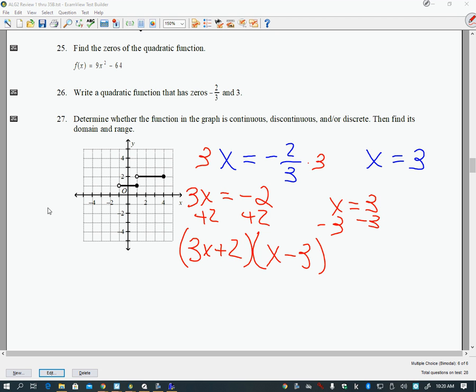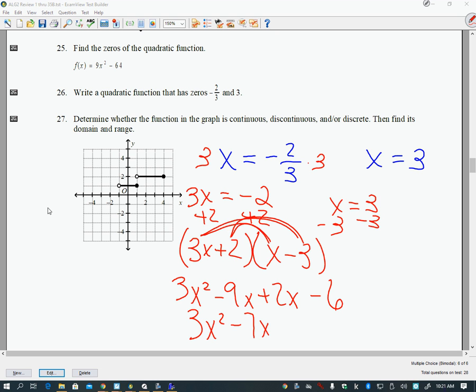Now it says write the quadratic function. Is this the quadratic function? No, it's not. What do I have to do with it? FOIL. So 3x times x is 3x squared. 3x times negative 3, negative 9x. 2 times x, positive 2x. 2 times negative 3, negative 6. Combine like terms: 3x squared, what's those like terms? Negative 7x minus 6. That's the quadratic function.